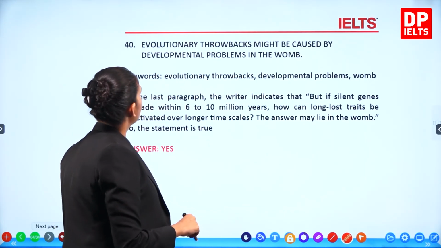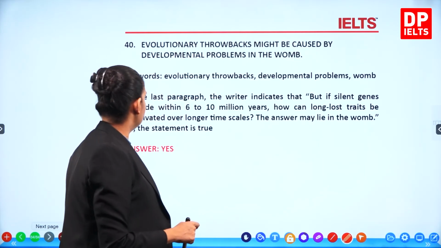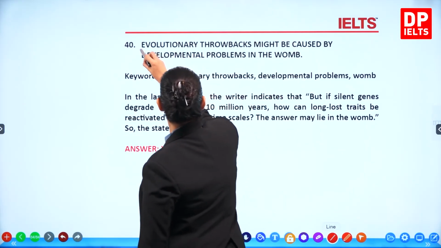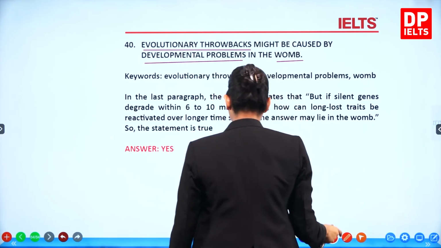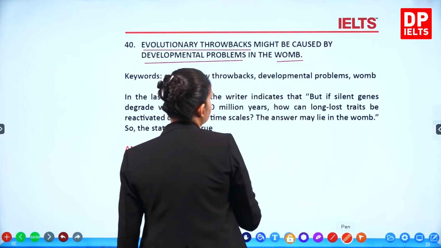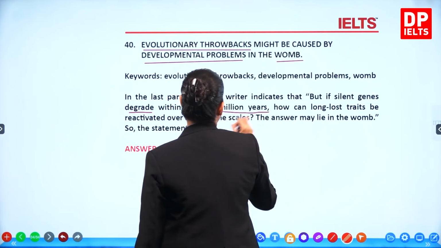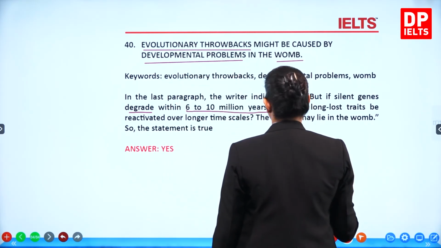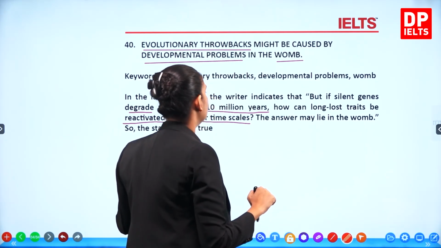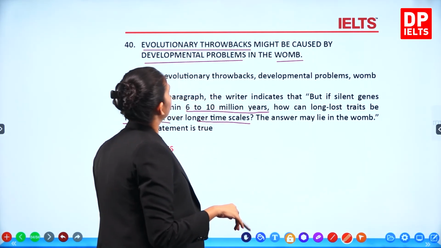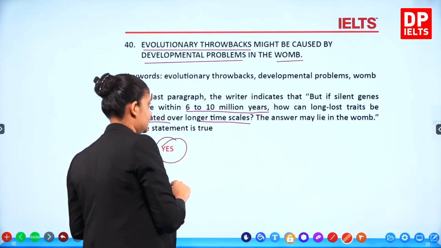Last question. Evolutionary throwbacks might be caused by developmental problems in the womb. So let's go and see. Let's go to the last paragraph. The writer says, but if silent genes degrade within 6 to 10 million years, how can long lost traits be reactivated over longer time scales? So the answer may lie in the womb. So evolutionary throwbacks might be caused by developmental problems in the womb. Yes, very clearly it tells us yes.